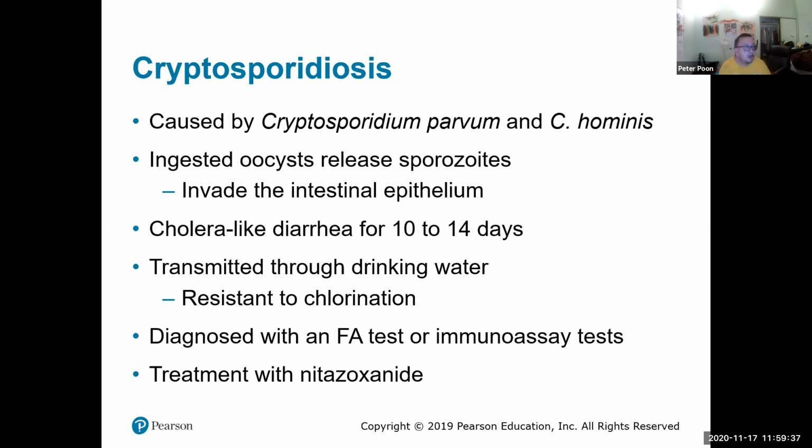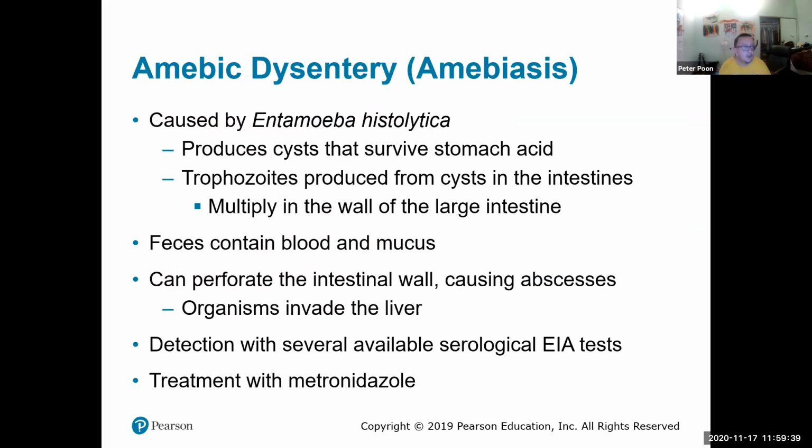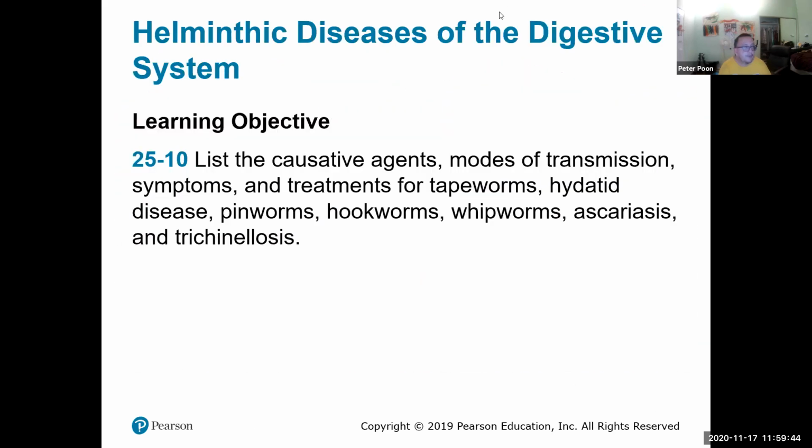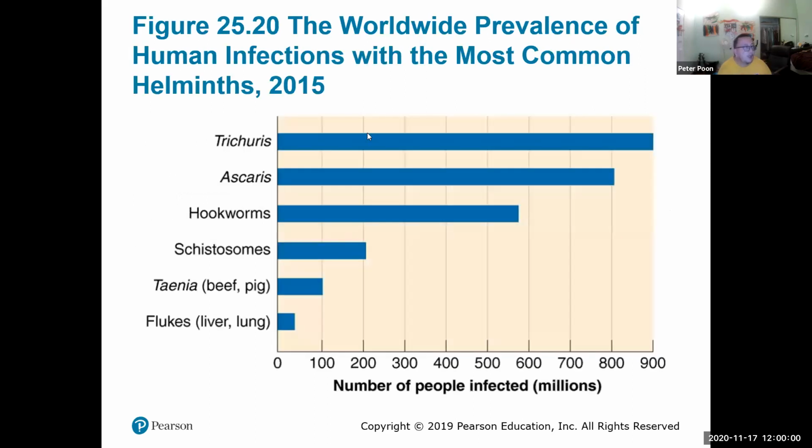Let's get to cryptosporidium. This one as well. Now, helminthic diseases of the digestive tract. So you definitely have to understand tapeworms, hookworms, ascariasis, and trichinosis. These are the more important ones.